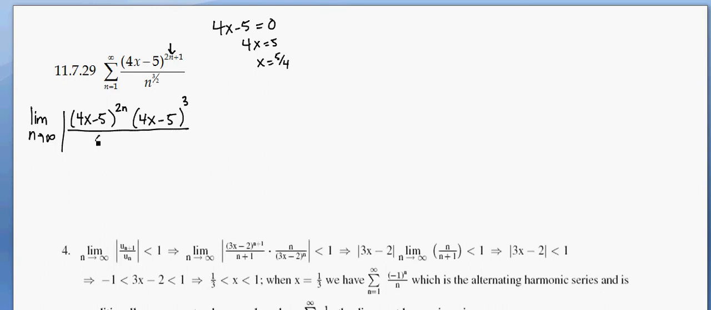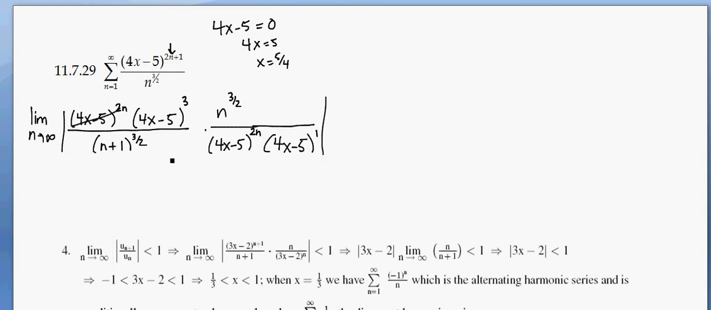Right, and then we have n plus 1 to the 3/2. We're going to flip and multiply by the original. And again, I'm going to write (4x minus 5) to the 2n plus 1 as (4x minus 5) to the 2n and (4x minus 5) to the first. So I'm just doing that to help me cancel stuff. I can cancel one of these with that. Okay, so what's left after all of that?